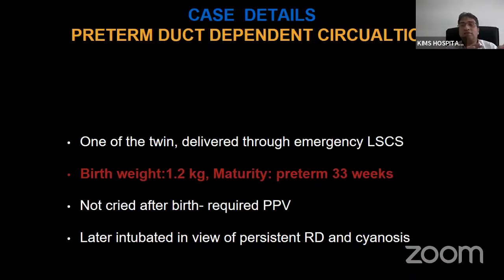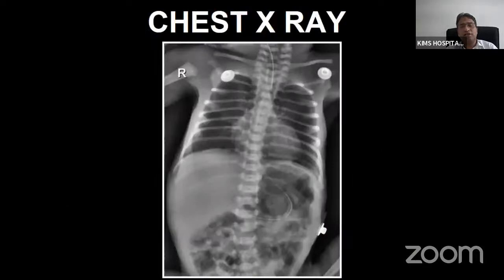So these are the two examples where there is cardiomegaly with increased flow, and oligemia with decreased flow. Now the third is preterm duct-dependent circulation. One duct-dependent lesion I already told, either an increased flow situation like TGA or a very decreased flow like TOF physiology. So this is one of twins delivered by emergency LSCS, preterm at 33 weeks, not cried after birth, later intubated in view of respiratory distress and cyanosis. You can see there is cardiomegaly, but this is oligemia, where the lungs are totally black.